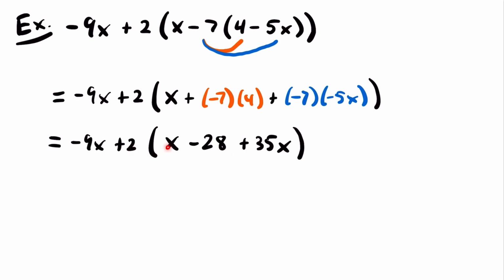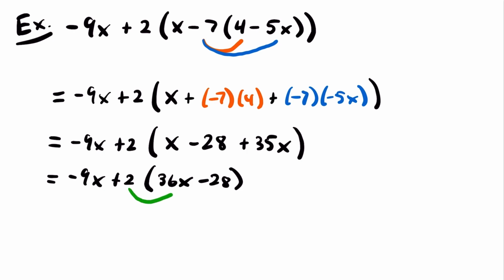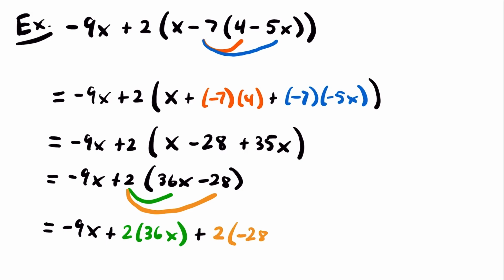All right, so adding x and 35x, the coefficient of x is 1, so 1 plus 35 is 36. So this would be equal to -9x plus 2 times 36x minus 28. Okay, so now we can use the distributive property again. We want to multiply 2 by 36x and then multiply 2 by -28. So this will be equal to -9x plus 2 times 36x, and then you'll add that to 2 times -28.